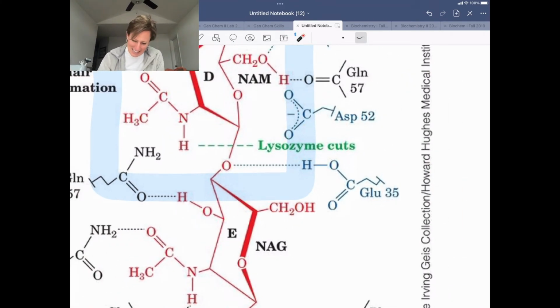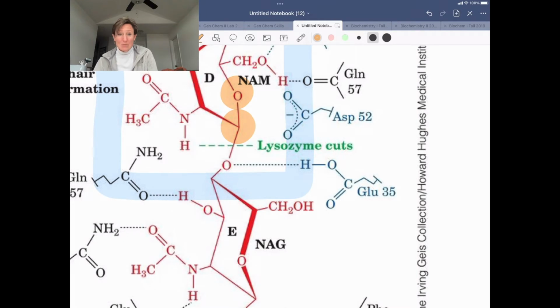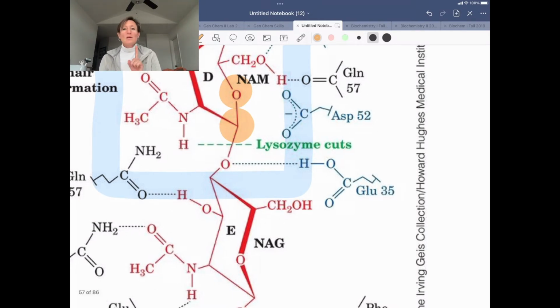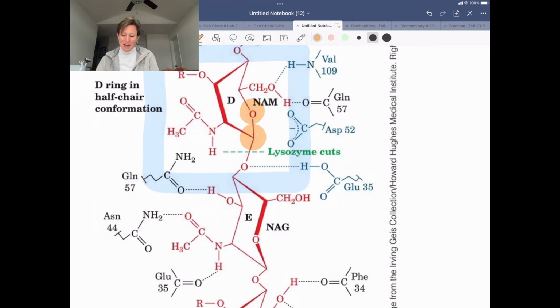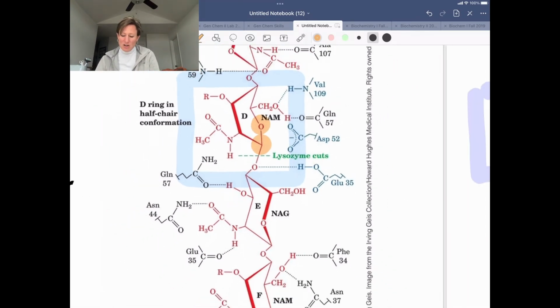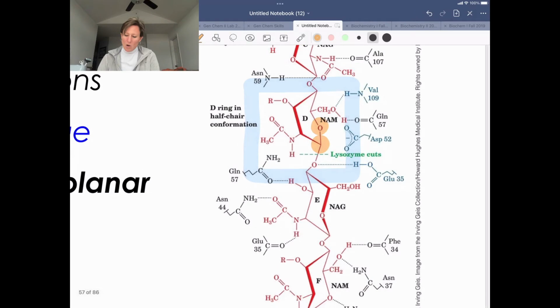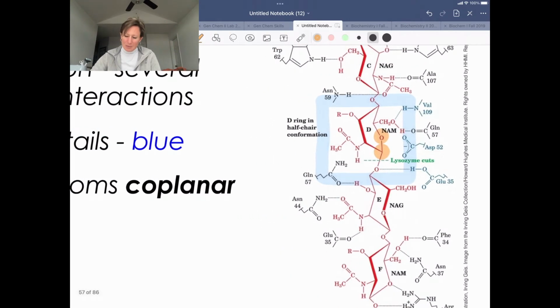Okay, it is this carbon and that oxygen atom, right? Those are the ones that need to overlap, okay? So how do we get them to be in the same plane? We make this half-chair conformation. We're going to see more of that on the next slide, but when we make this half-chair conformation, it allows all of these guys to be in the same plane.